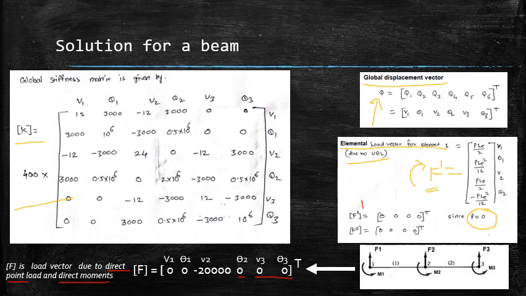So this is the vector because of the action of direct point load and direct movements, whereas this elemental load vector due to uniformly distributed load was written like this. We have derived this vector, and since for both the elements these vectors are 0, f1 and f2 are 0, so the UDL is not going to contribute anything to the global load vector.